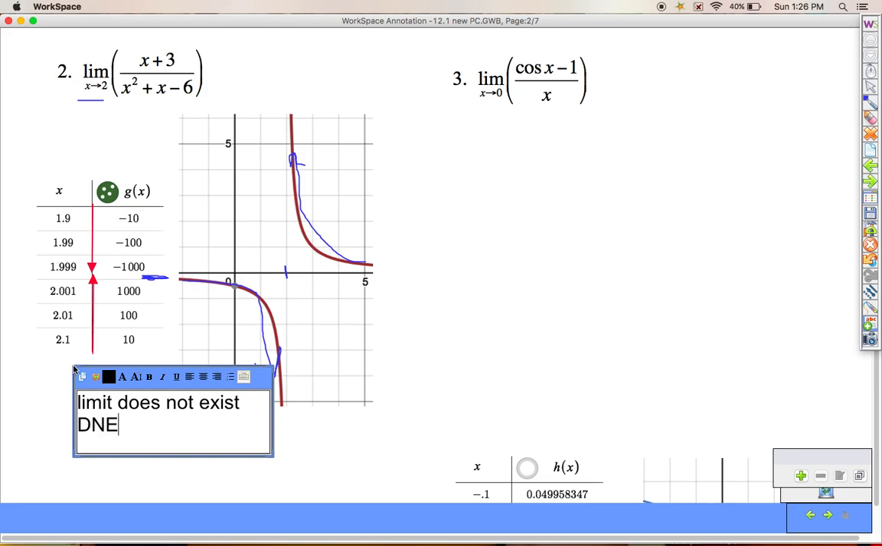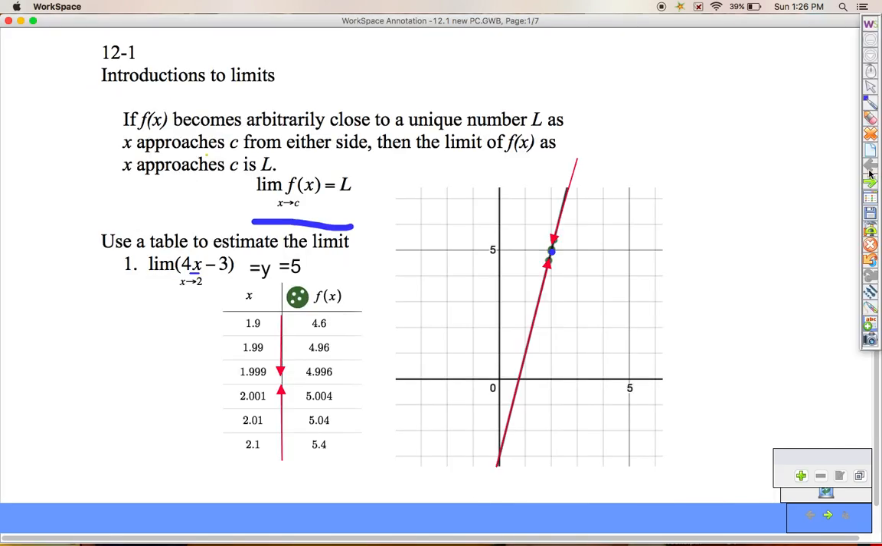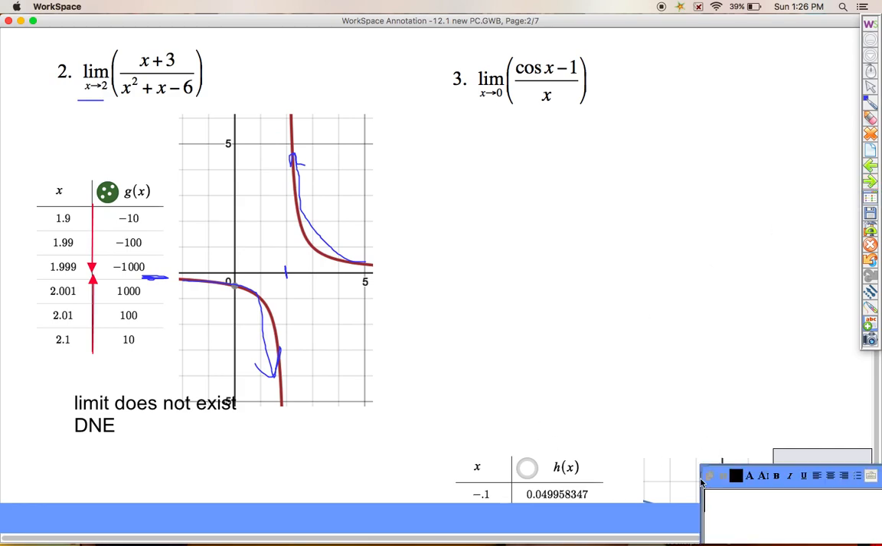Because as I look at this graph, as I approach 2 from both sides, my graph is not going towards a single value. It's got to go towards a single number like the last one did. They were both going towards that y value of 5. All right, let's look at the next one.